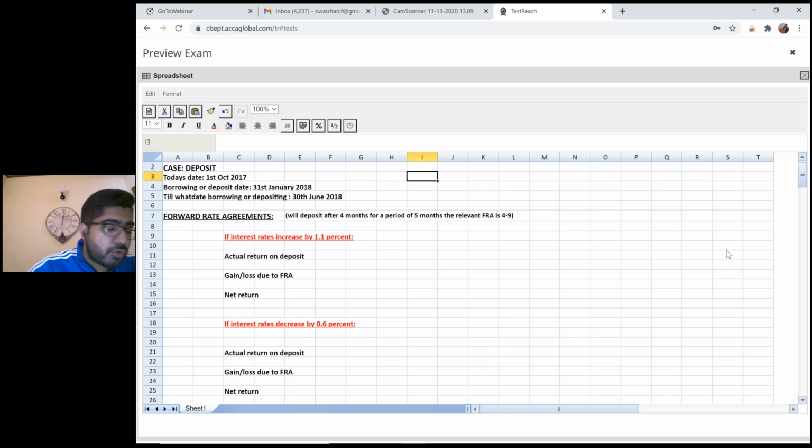You have to solve the FRA technique in 2 cases: if interest rates increase or decrease. Write both. I noted the format: it's actual cost of borrowing or return on deposit. So return on deposit, gain or loss due to FRA, find the net return. Now which is the relevant FRA? I will be depositing money after 4 months for 5 months, so the relevant FRA will be 4-9, and 4-9 is 5.02%.